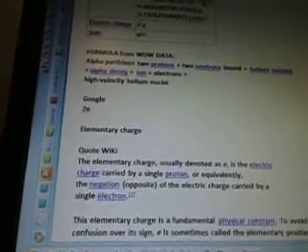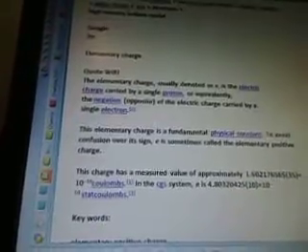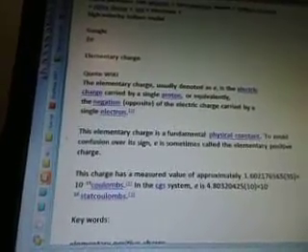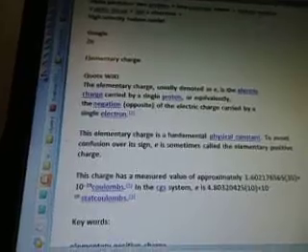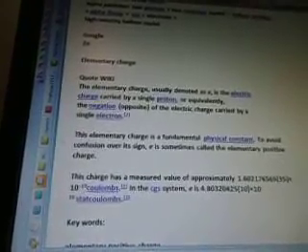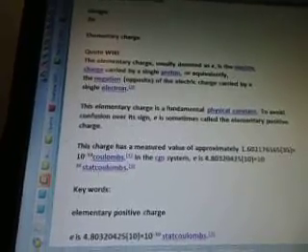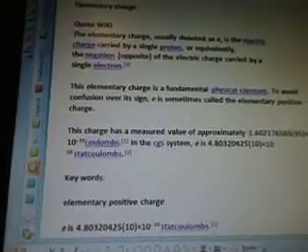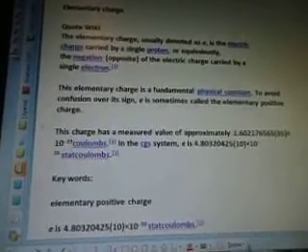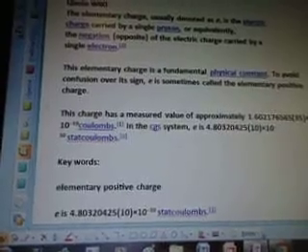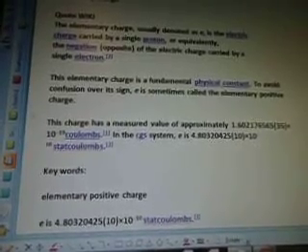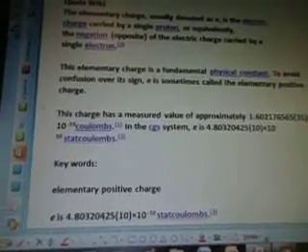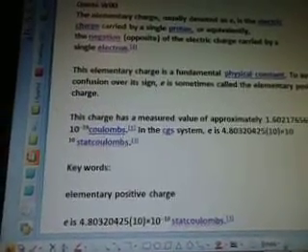So I'm going to Google 2e, the elementary charge. Quote from Wiki: the elementary charge, usually denoted as e, is the electric charge carried by a single proton, or equivalently the negation, opposite, of the electric charge carried by a single electron. This elementary charge is a fundamental physical constant. To avoid confusion over its sign, e is sometimes called the elementary positive charge. This charge has a measured value of approximately 1.60217656535 times 10 to the power of minus 19 coulombs. In the CGS system, e is 4.803204255 times 10 to the power of minus 10 statcoulombs.